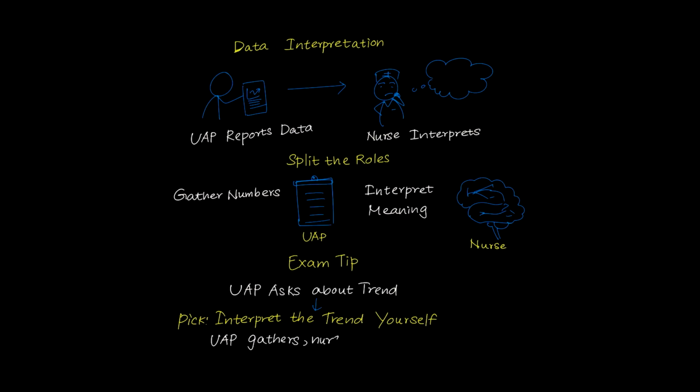The nurse acts. Here's a D439 OA exam tip for you. When a UAP asks if a trend is worrisome, take the interpretation yourself. Quick recall hook. UAP gathers, nurse interprets.